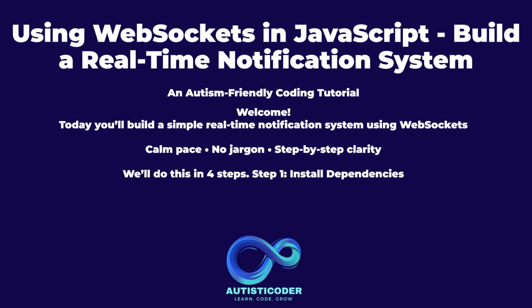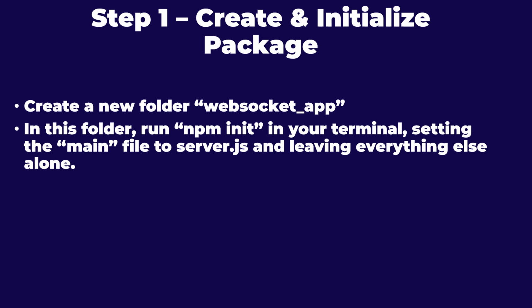Let's start with step 1, creating and initializing a package. In step 1, we create a node package. This allows us to add the WebSocket library to our project. To do this, first create a new folder called WebSocket_app. In this folder, run npm init in your terminal, setting the main file to server.js and leaving everything else alone.